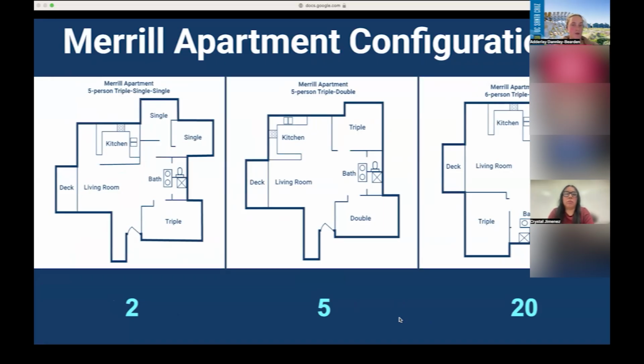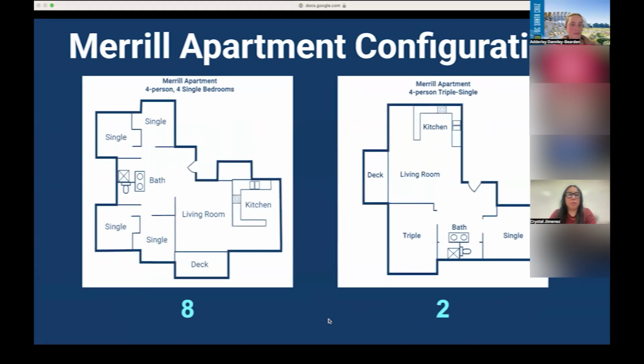These are the 5-person apartments, as well as a 6-person apartment, and you'll notice we have 20 of those. And 8 of the 4-person apartments that are the 4 singles, as well as 2 of the 4-person apartments that are the triple singles. So something to keep in mind. We're also working on making these floor plans available online on the housing website. It's still a work in progress, but they will be up.